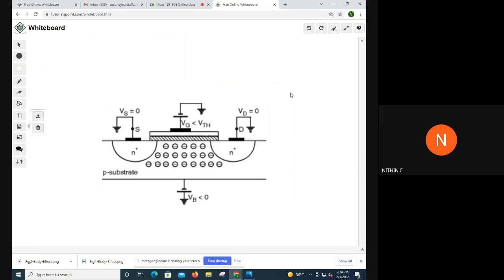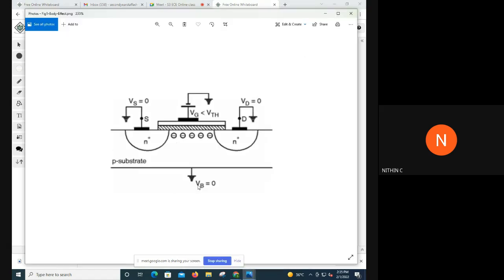So, what is the effect of this thing? The effect is this: initially, in the initial case, if you had a VTH value, say 0.773. This was the VTH value that you had. In the figure we saw earlier, assume that you had a VTH value of 0.773.